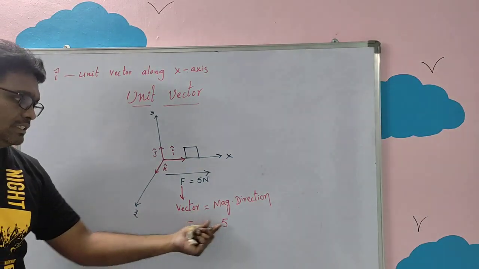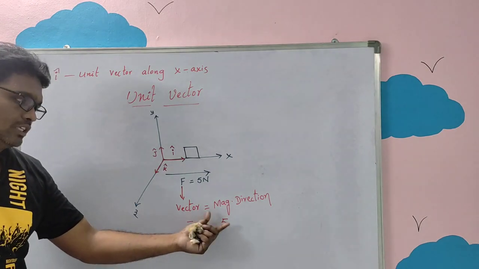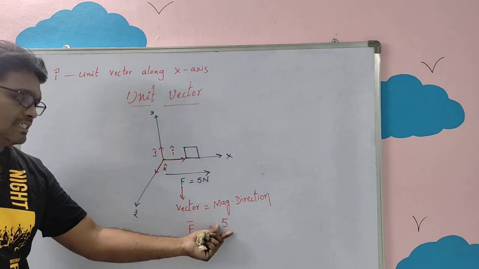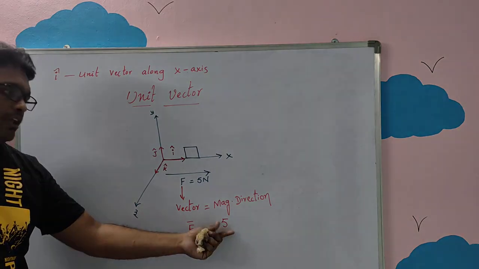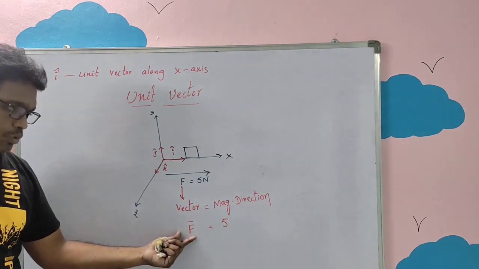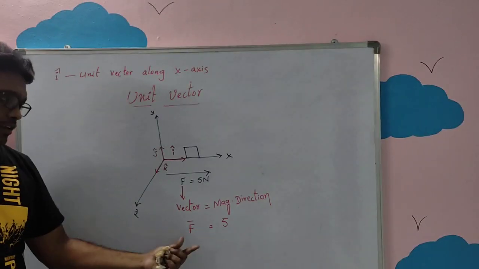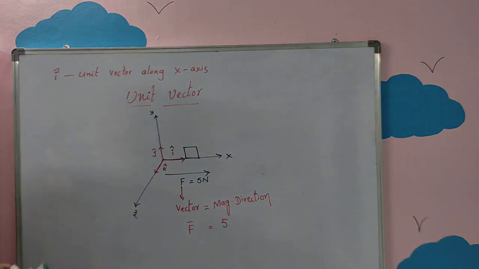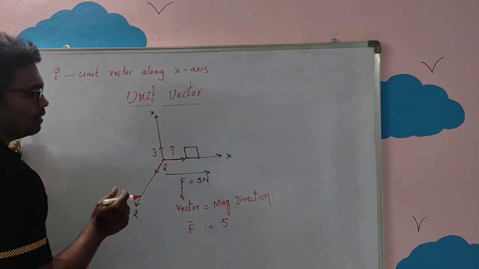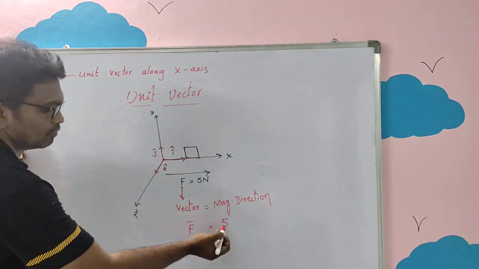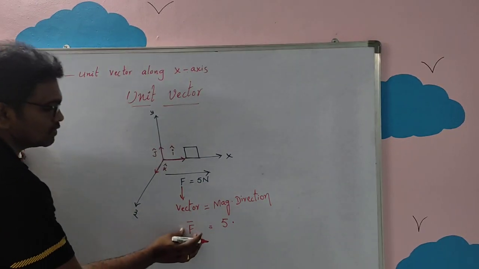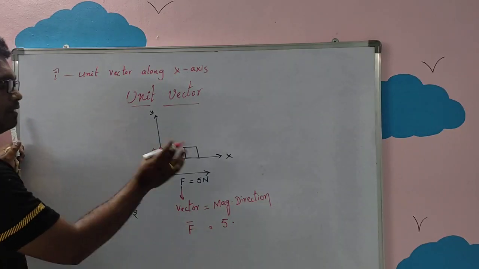Now this force is just having a value, so it is not a vector now. It is a scalar. Force can be called a scalar when it has only value but no direction. But you know, force is a vector. If it is a vector, it should have both value and a direction. So what is the force we are applying on the box? That is equal to 5 newtons. So we got a value, we got a magnitude.